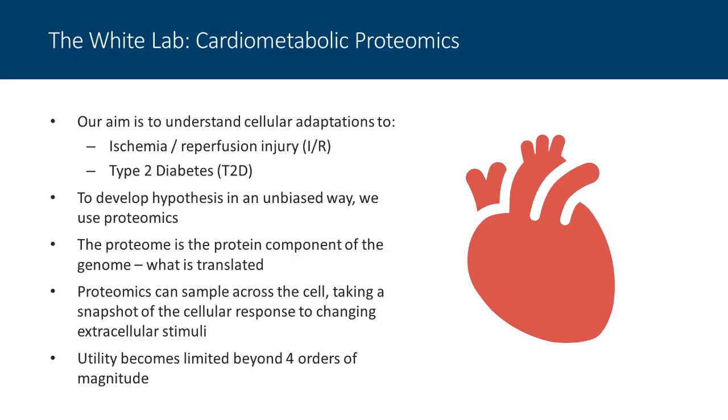So my group, we're using the Langendorff system, and we're using techniques beyond that, which are termed proteomics. And we use proteomics to allow us to understand cellular adaptations to 2 main things: myocardial ischemia reperfusion injury in otherwise control hearts, but also how the myocytes adapt to type 2 diabetes. We use proteomics to help us develop a hypothesis in the most unbiased way possible. We're not going in with a question. We're allowing our hearts to define our follow-up candidates.